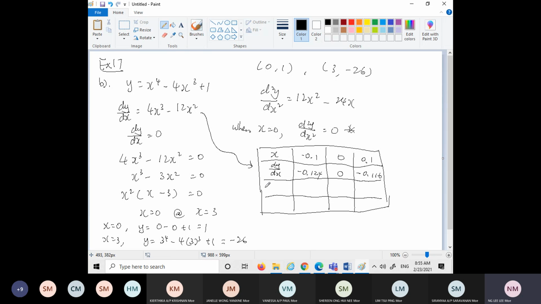The sign of dy/dx: negative, 0, negative. Here you can actually stop already. The rest is not that important. Remember the sign does not change around the stationary point, so you can make the conclusion already.